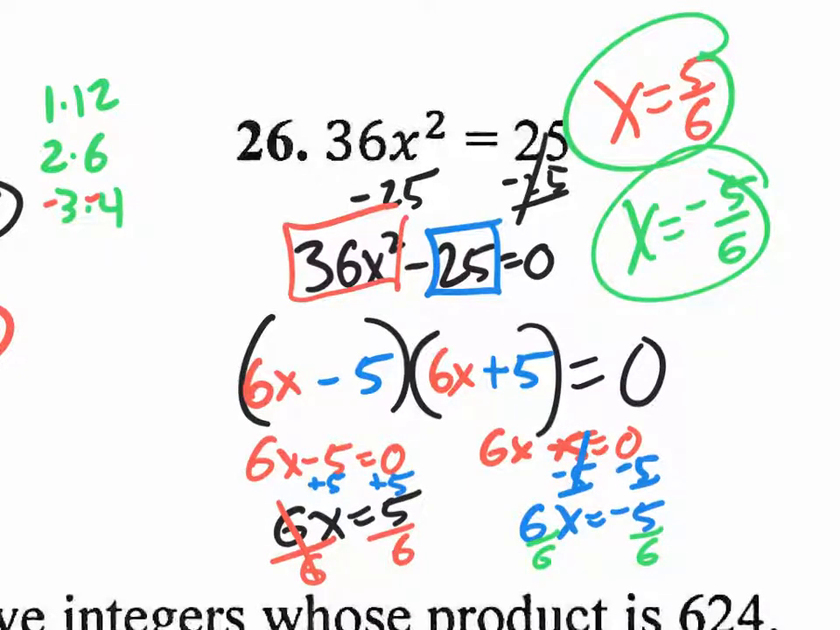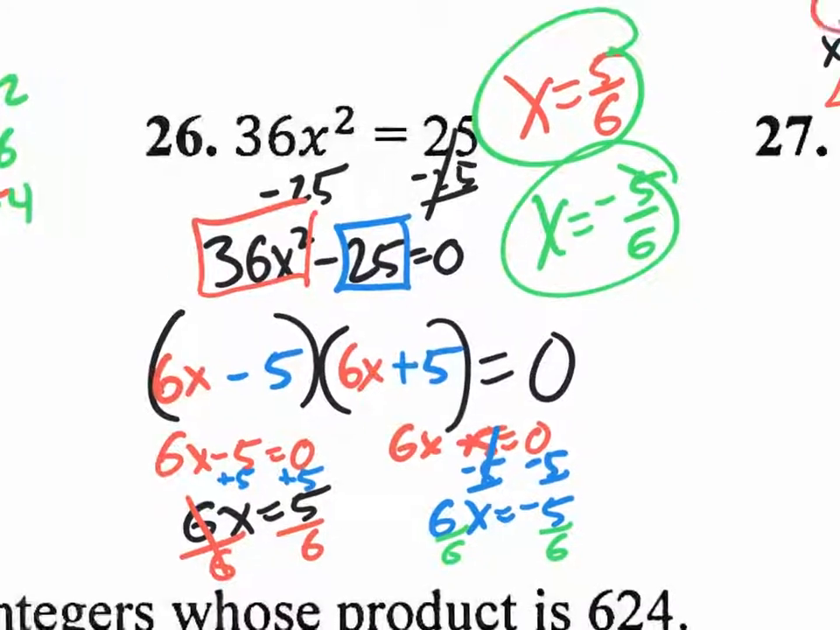Is there a different way of doing it? Yeah, you could technically get x by itself by getting rid of things, right? So you could divide by 36 and divide by 36. Do you want to see that other method or just stick with that? Stick with that. All right.